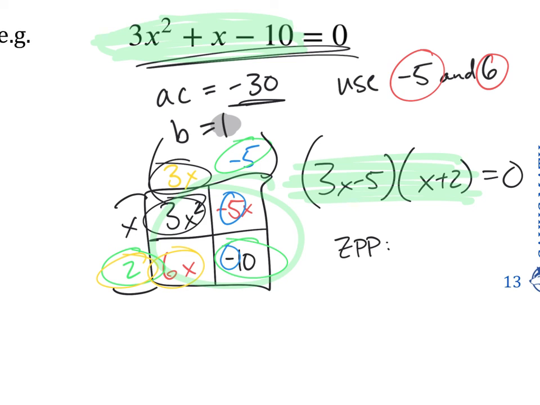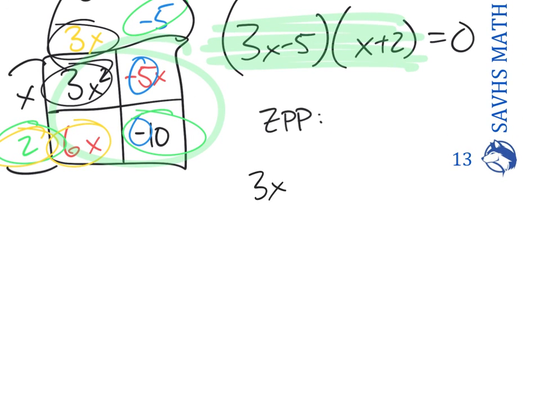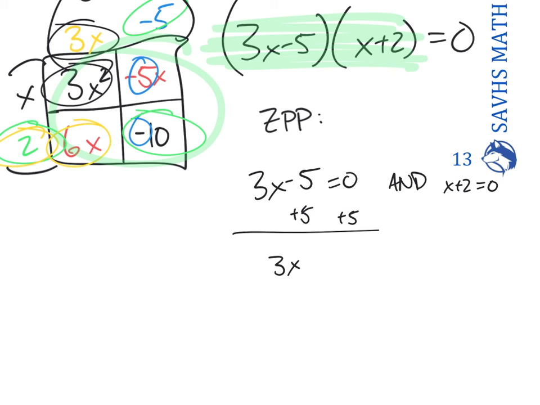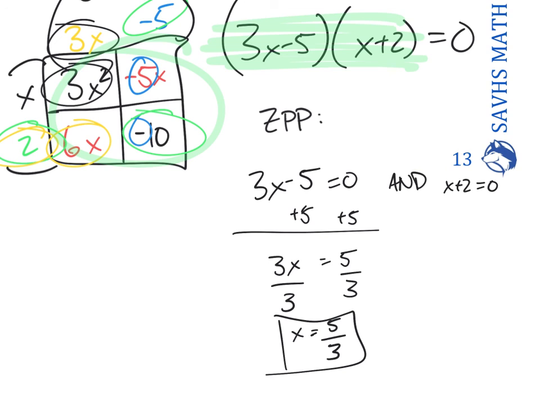I would really like to see you just write out ZPP, because that tells me that you know that you're using the zero product property here. This says 3x minus 5 is equal to 0, and x plus 2 is equal to 0. So 3x is 5, divide by 3, divide by 3. I get x is 5/3. Circle it. 5/3, it's just going to look like a 6. Okay. Minus 2, and I get x is negative 2.